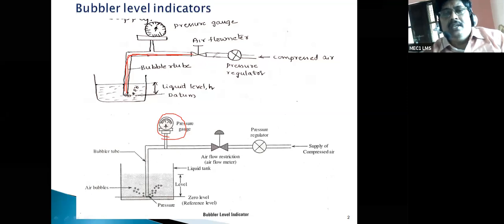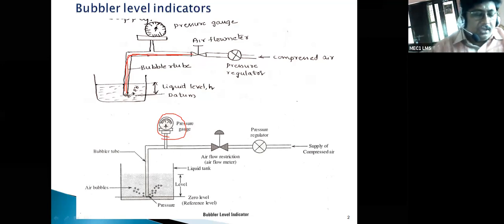Here, when the air is sent into the bubbler tube through the pressure regulator, then automatically whatever the pressure of the air is must be equal to the pressure of the liquid at the bottom of the tank. That means this air has a pressure.